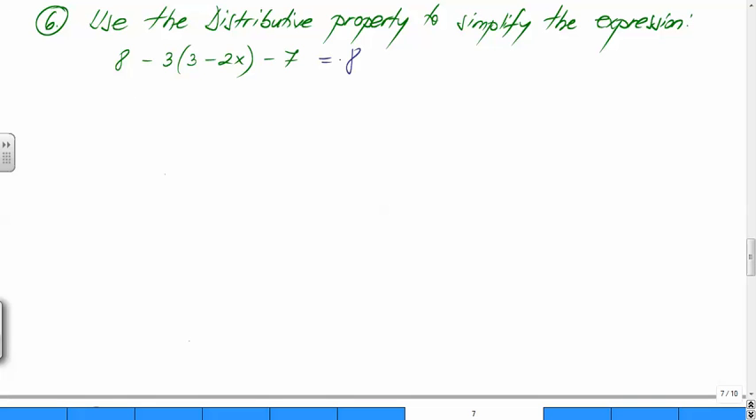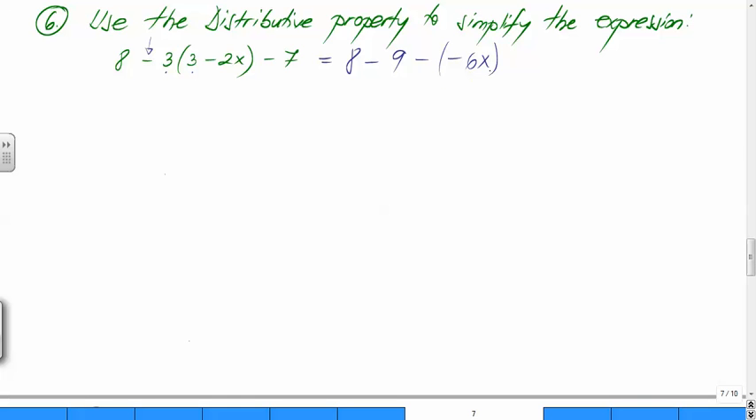So I have first number 8 stays the same. Next, you multiply 3 to everything inside the parentheses, but what you have in front of your 3, you have a negative, right? I have negative 3 times 3 will be 9, minus 9. Then I have minus, right? That minus 3 times negative 2x. What is 3 times negative 2x? You have to be careful here because you're multiplying 3 times negative 2x, and that will be negative 6x.